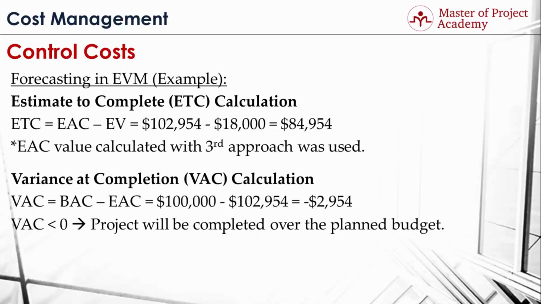Variance at completion is found by subtracting the estimate at completion value from the budget at completion value. When we substituted these values in the formula, we found the result as minus $2,954. As you see, project is going over budget according to forecasts. However, if we have used the estimate at completion values we found with the first or second approach, VAC will be greater than 0, indicating that the project will be completed under budget.